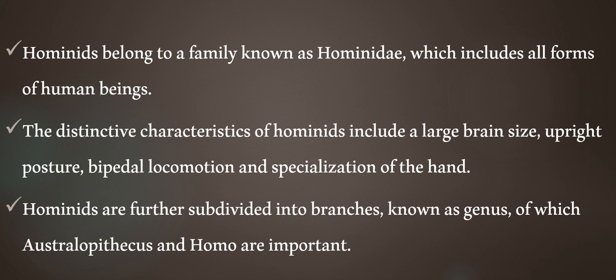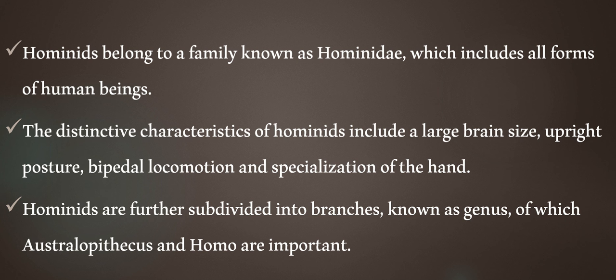And hominids all belong to a family known as Hominidae. What is meant by Hominidae? It is a group of families which includes all forms of human beings. Those have distinctive characteristic features like the size of the brain being a bit bigger. When it comes to the posture, it is upright posture. And when it comes to the locomotion, it is bipedal. We understood what is meant by bipedal, using 2 feet to walk, and also specialization of the hand.